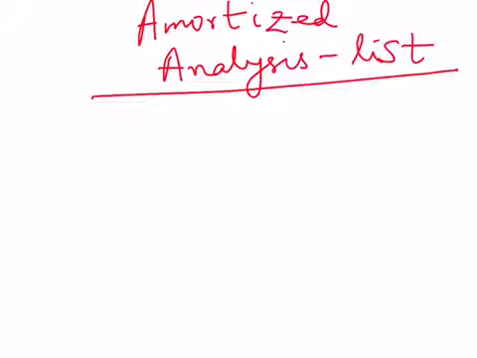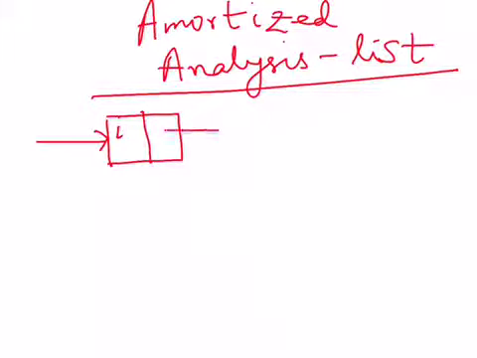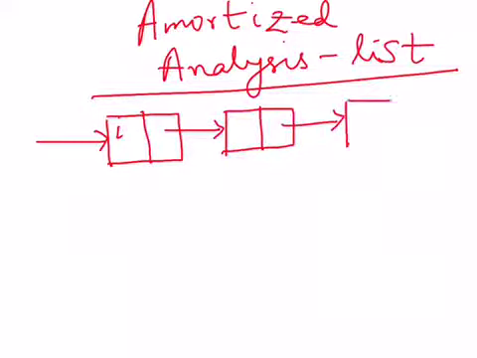In the second part of amortized analysis, we'll look at the singly linked list. If you remember the structure of a singly linked list, it looks like this. There is some item I, and there is a successor for each node here. Let us say this is the end.